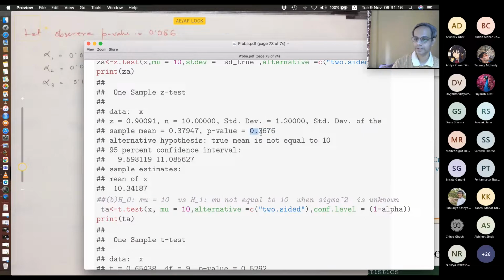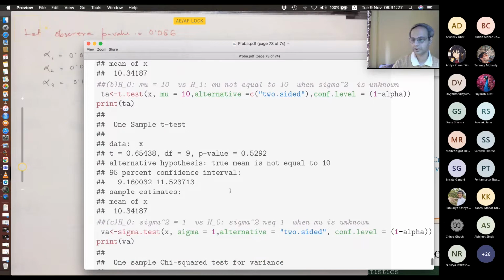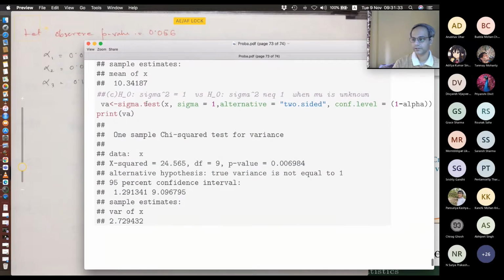Here you can see that the p-value is very high, so there is no reason to reject. Here also the p-value is very high. We are not going to reject the null. Here this is the chi-square test. The p-value, you can see, is very low.